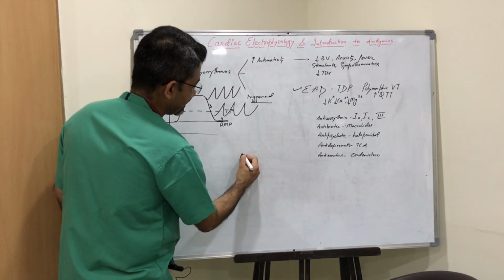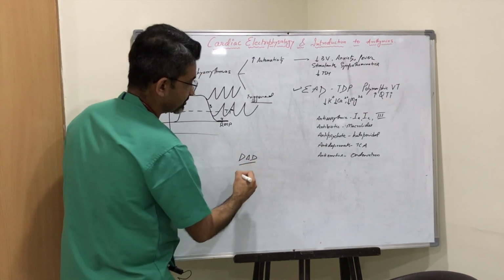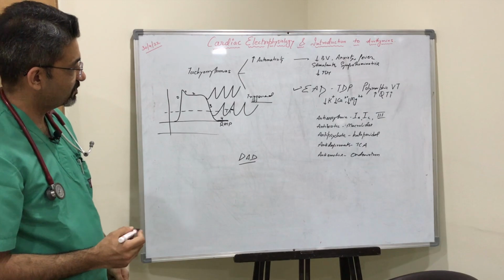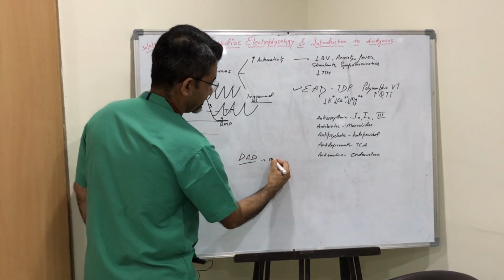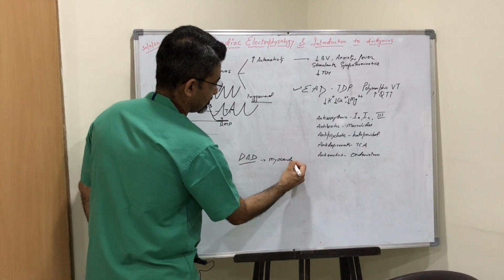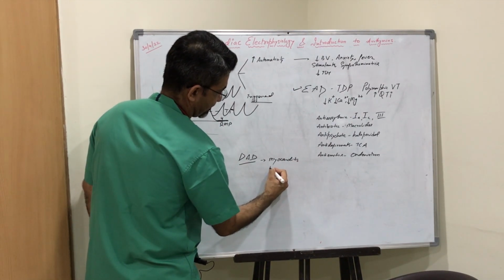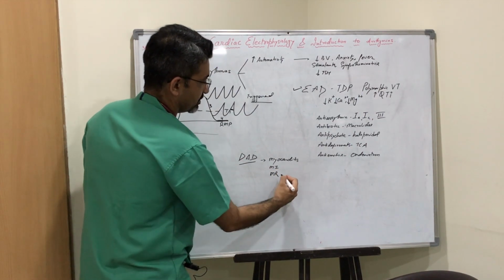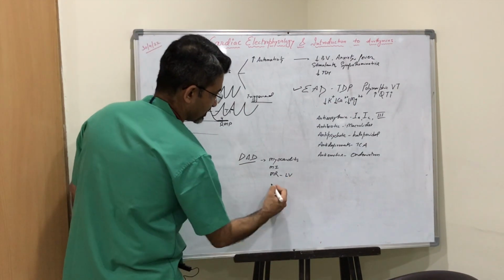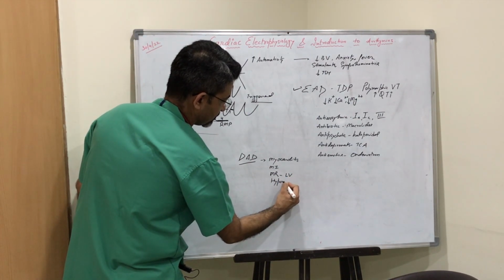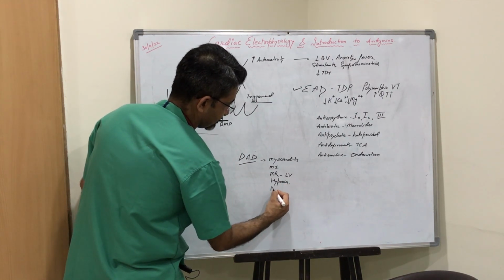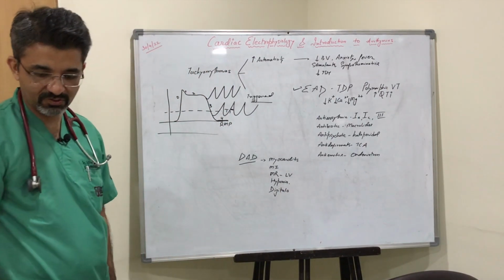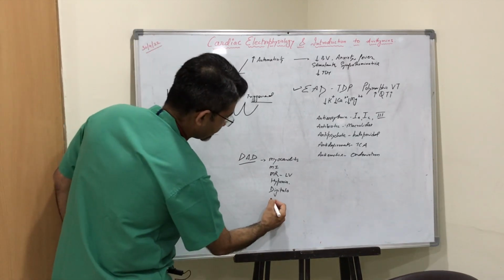If I talk of DAD, delayed after depolarization, what happens in DAD is it can happen in myocarditis, it can happen in myocardial infarction, it can happen in mitral regurgitation where there is an enlarged LV, it can happen in hypoxia, it can happen in digitalis overdose or digoxin overdose, or you can have dilated cardiomyopathy.